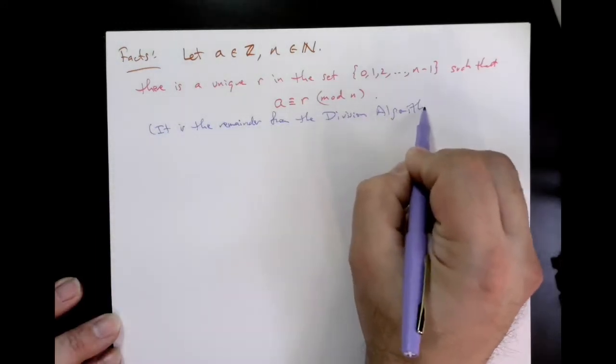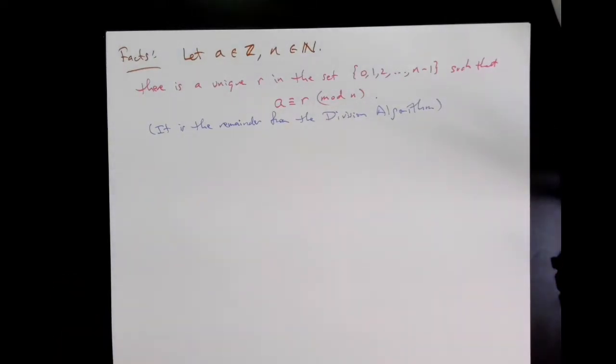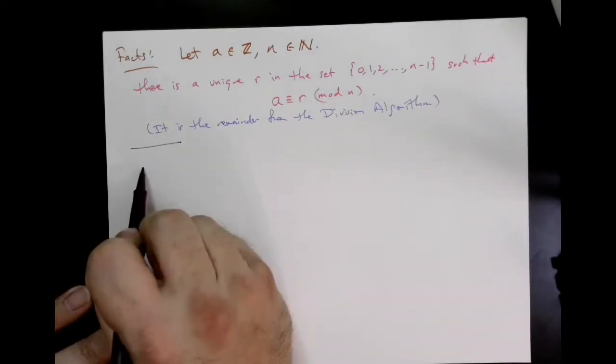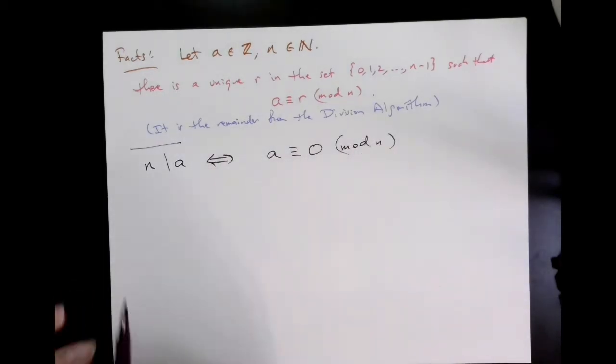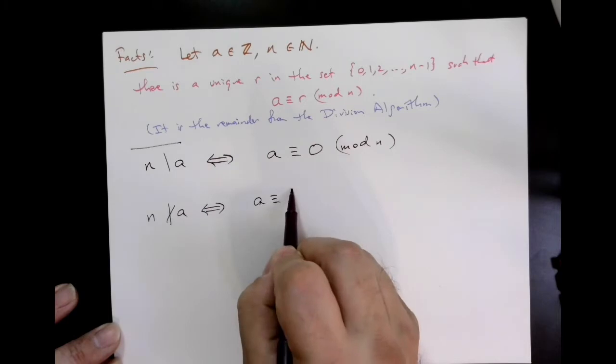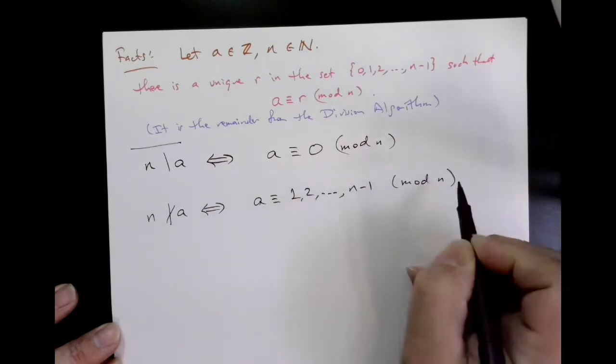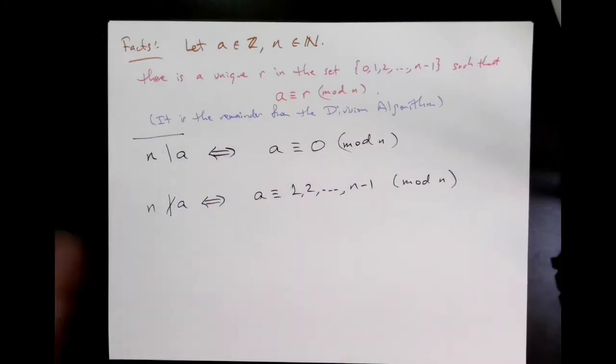We can also see that N divides A if and only if A is congruent to 0 modulo N. This follows directly from the theorem we proved last time. And what follows from that is that if N does not divide A, this is true if and only if A is congruent to any of the other numbers in that list, 1 through N minus 1.